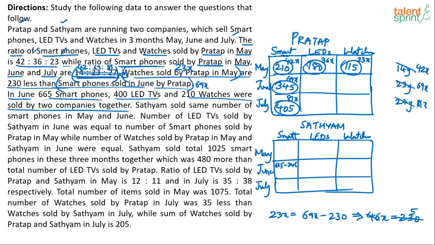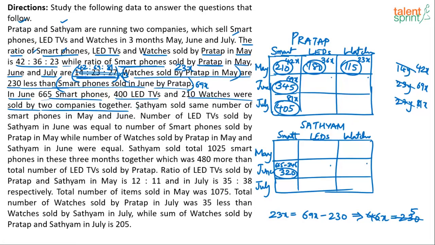Yes or no? From 665, if I subtract 345, the remaining will come here. What will that be? 320. So we can now say 320 smartphones were sold by Satyam in the month of June. Now total of TVs is 400, total of watches is 210 in the month of June. But then I do not know what is the value of TVs here. This plus this is 400 and this plus this. You understand? LEDs in June is 400, watches in June is 210. Keep that in mind. We have not used it yet. We'll come to that later.